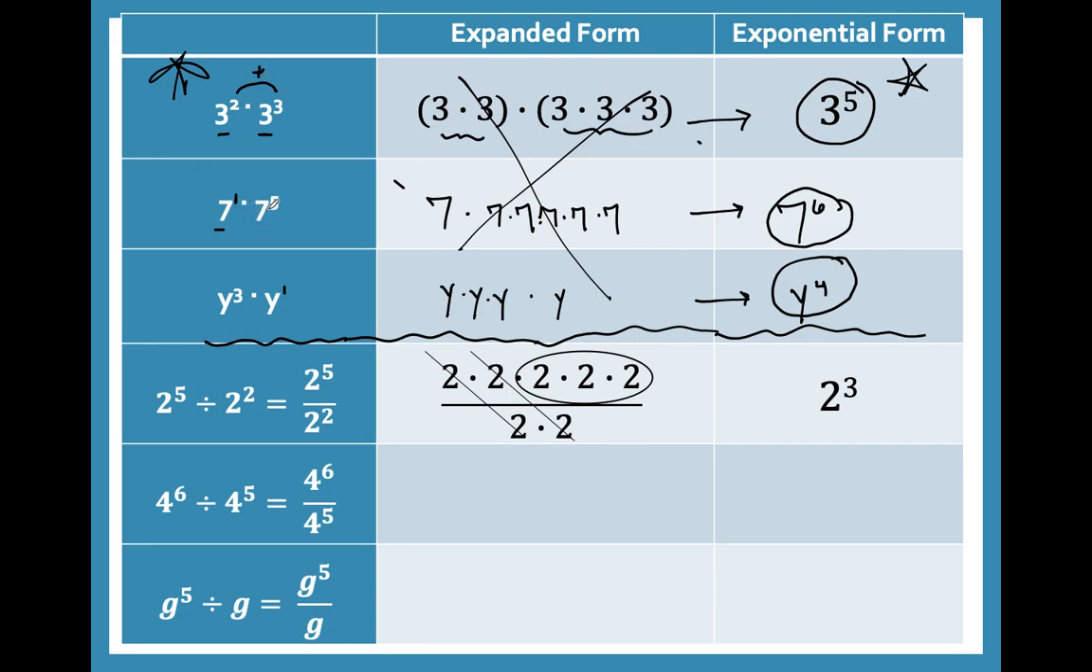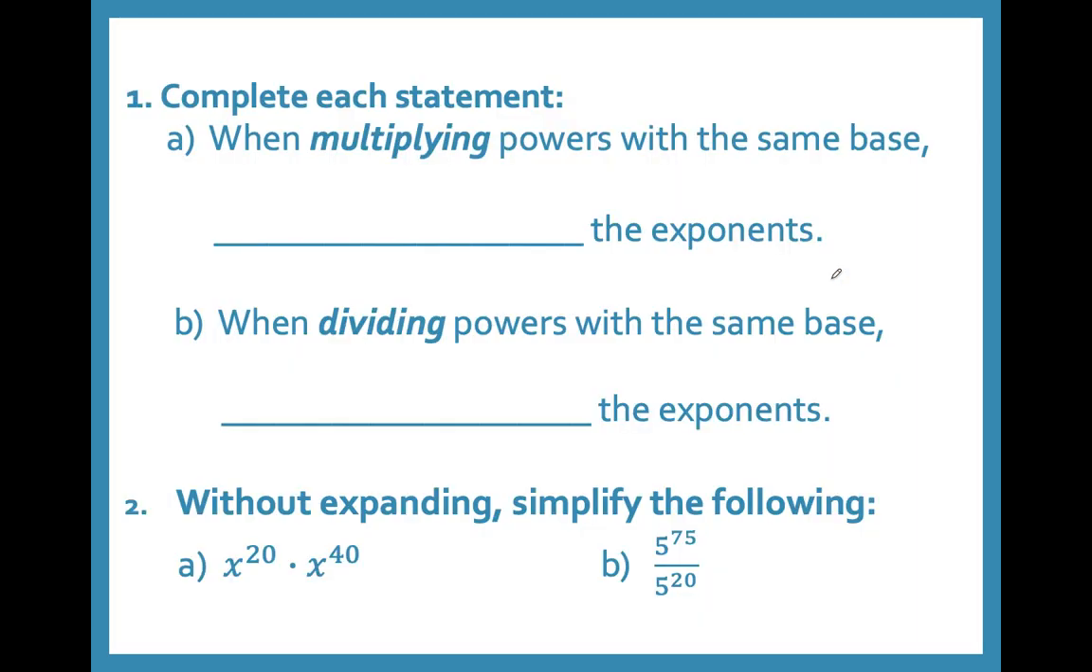7 to the first times 7 to the fifth, 1 plus 5 equals 7 to the sixth. And then y to the third times y to the first, 3 plus 1 is 4, and that's what we had gotten for our answer. So I'm going to just jump forward for a second here. When multiplying powers with the same base, a little shortcut is that we can just add the exponents, and that is your rule for multiplying powers with the same base.